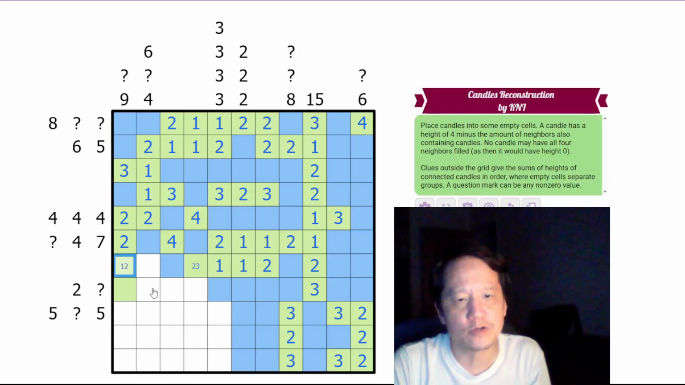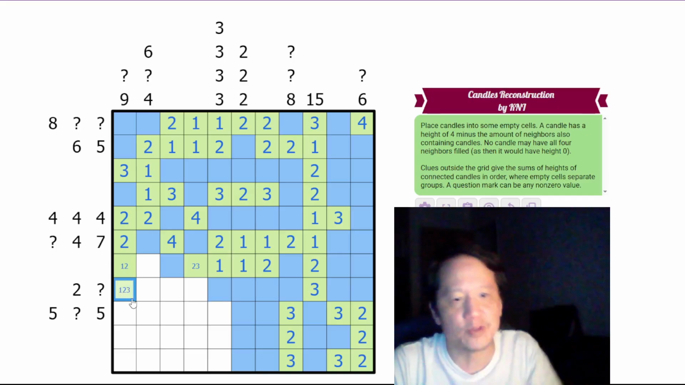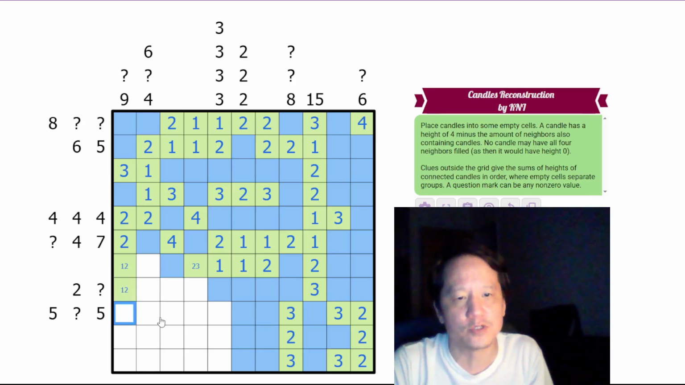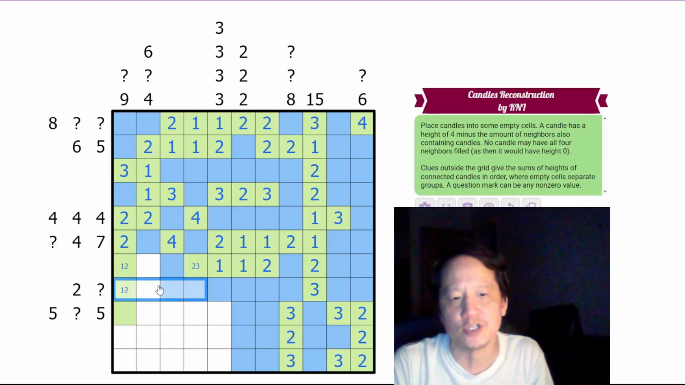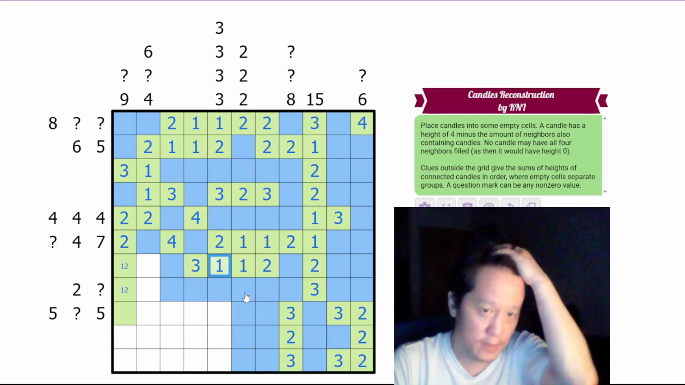This is 1 or 2. This could be 1, 2, or 3 here. And it cannot be 3 because this has to be at most 2, so this must continue on here. So that's green. So these cannot be green because if they were, this would be too large of a region because it can only add up to 2. This has 1 neighbor adding up with the candle, so this is 3.